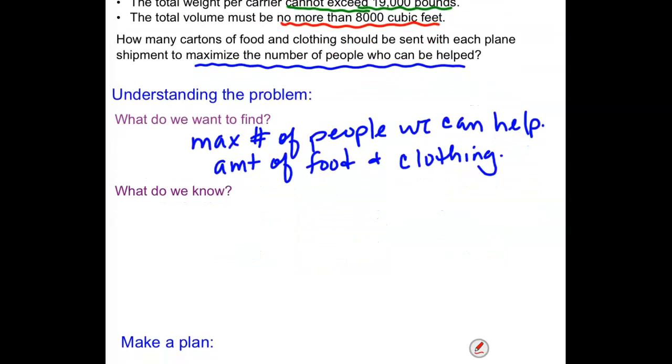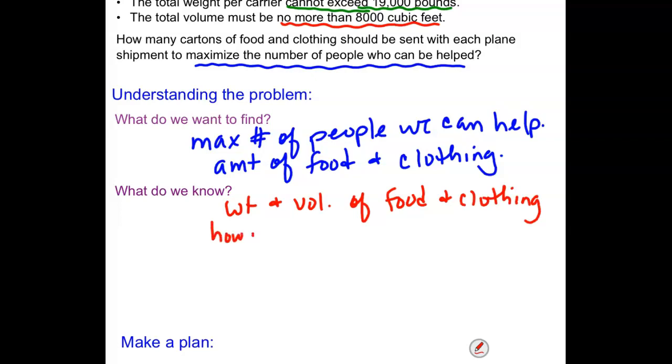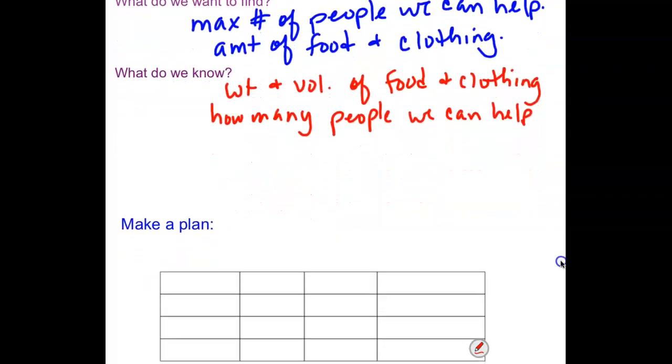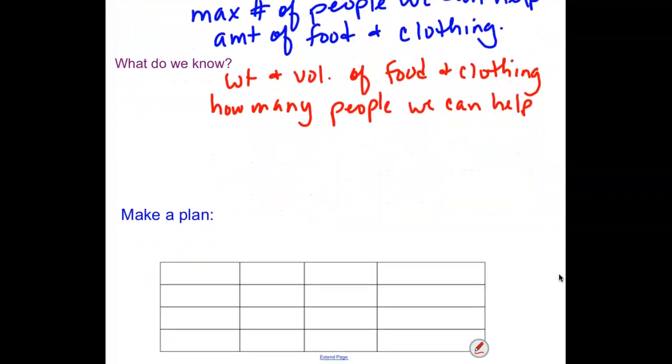Quick summary, we know the weight and volume of the food and clothing that we're sending. We know how many people we can help with those items. And we know that we're trying to maximize that. We want to help as many people as we can. So our next step is to try to figure out a plan. What can we do with all of this information?